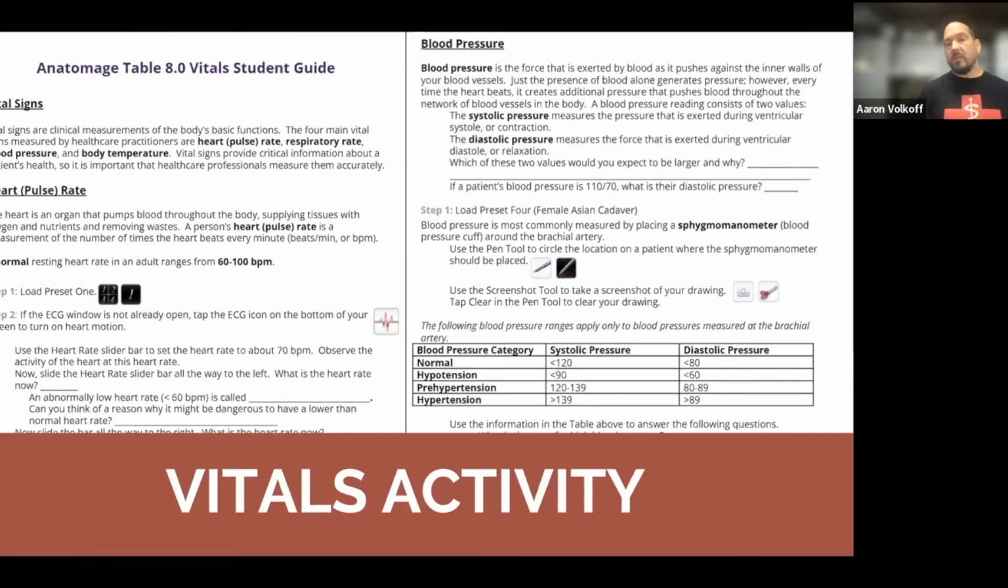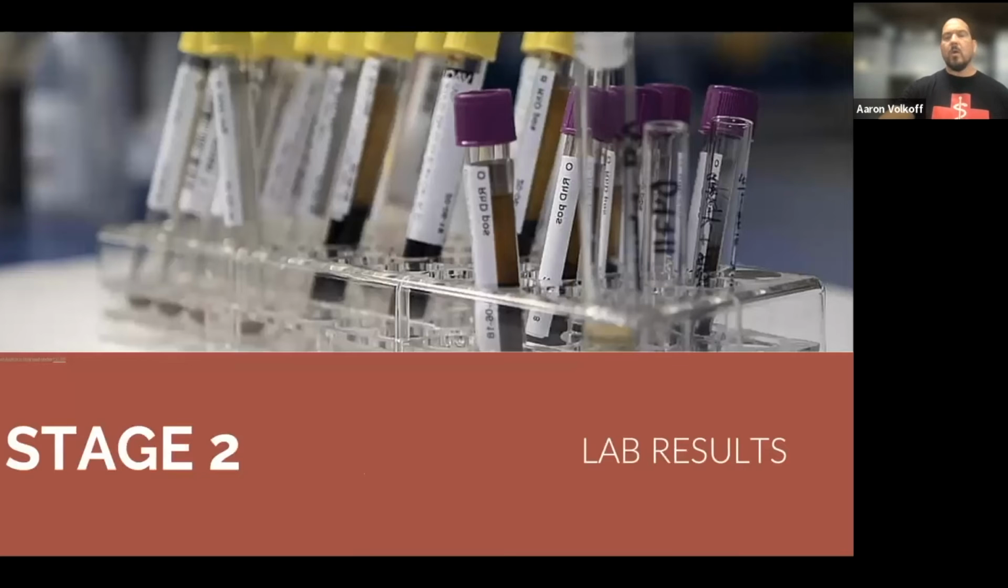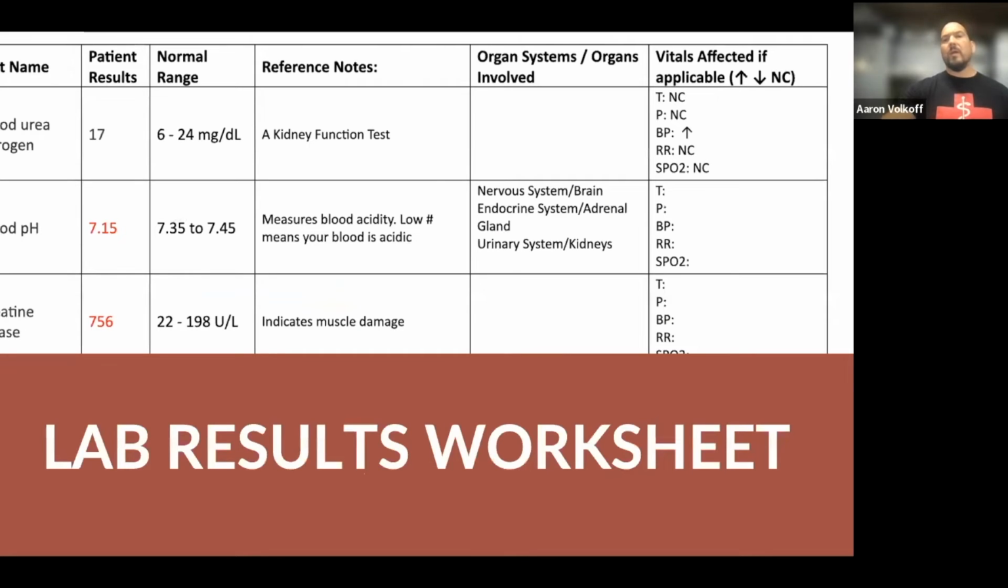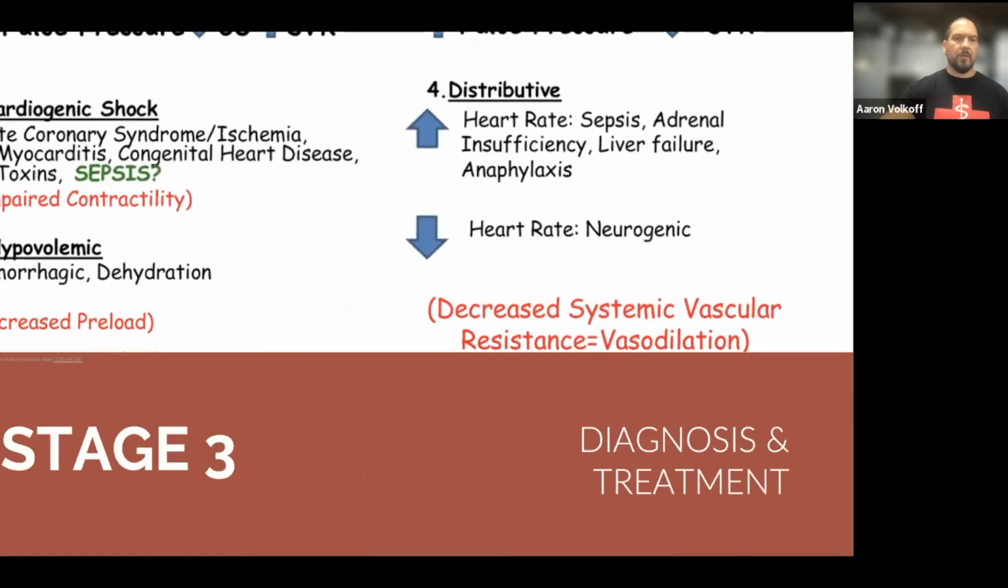After that, that's the intro unit. Then we go on to the next unit, which is going to be vitals. So Anatomage has a worksheet for vitals, and they're going to complete the vitals worksheet. And then we go on to stage two. Stage two is going to be lab results. I give them labs. They look over these labs. On that one, they try to figure out what's going on, what's broken, doing another worksheet.